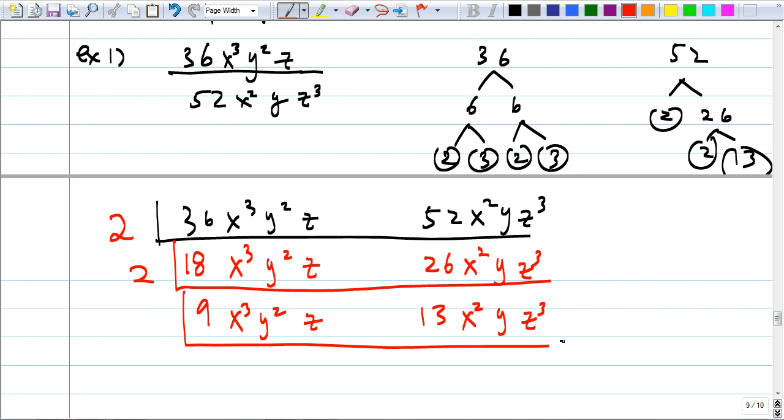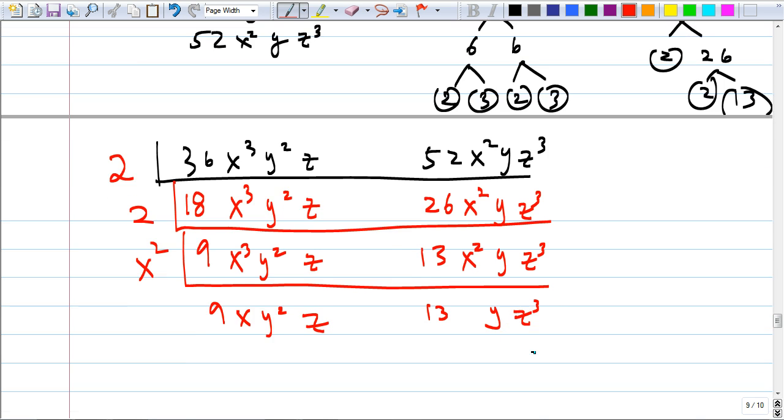Now, since nothing goes into 9 and 13, we're going to move on to the variables. Variables are easier. X to the what power? Square, because this is the third, this is the second power. So somebody tell me what I get on the bottom. 9 x y squared z. And then here, 13 y z cubed. X is gone, right, because it's 1.